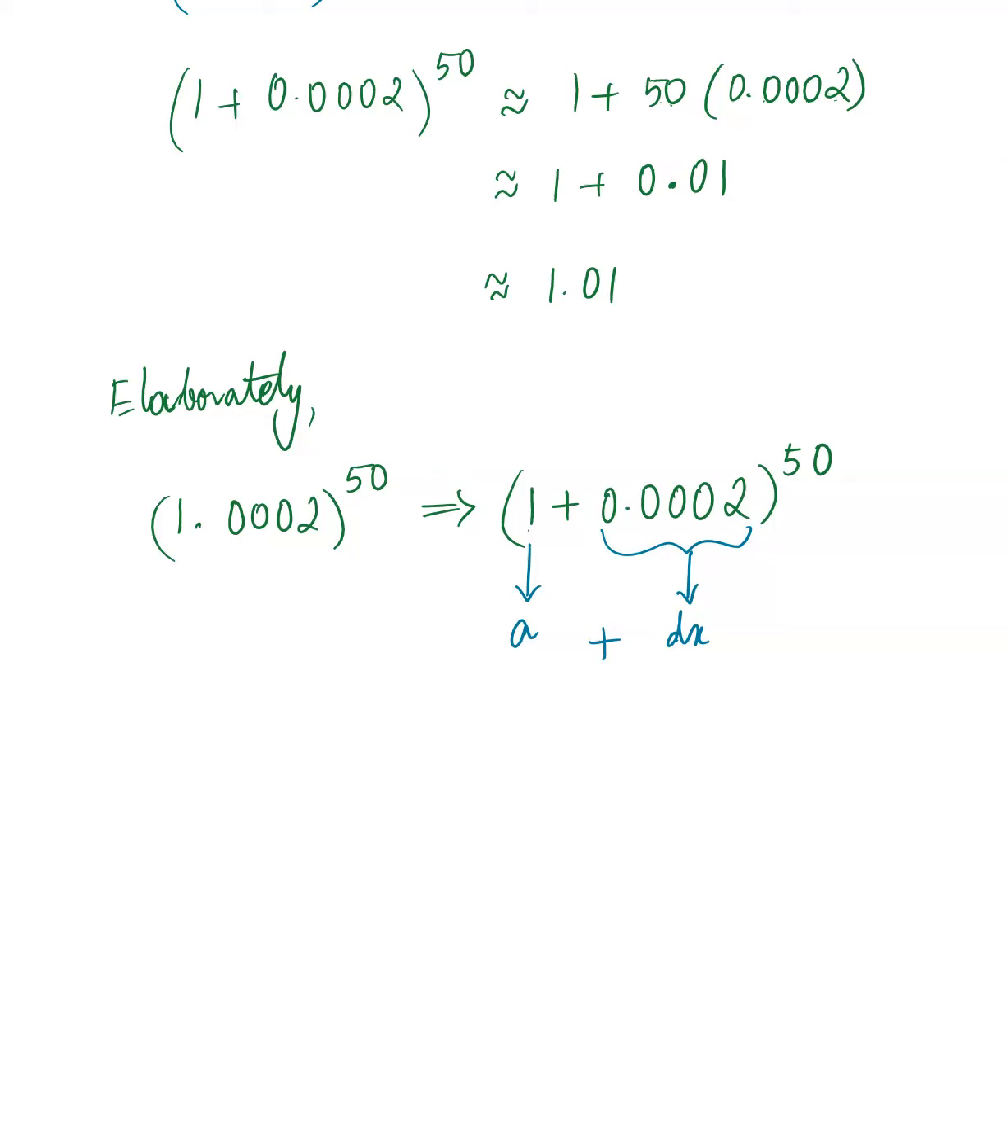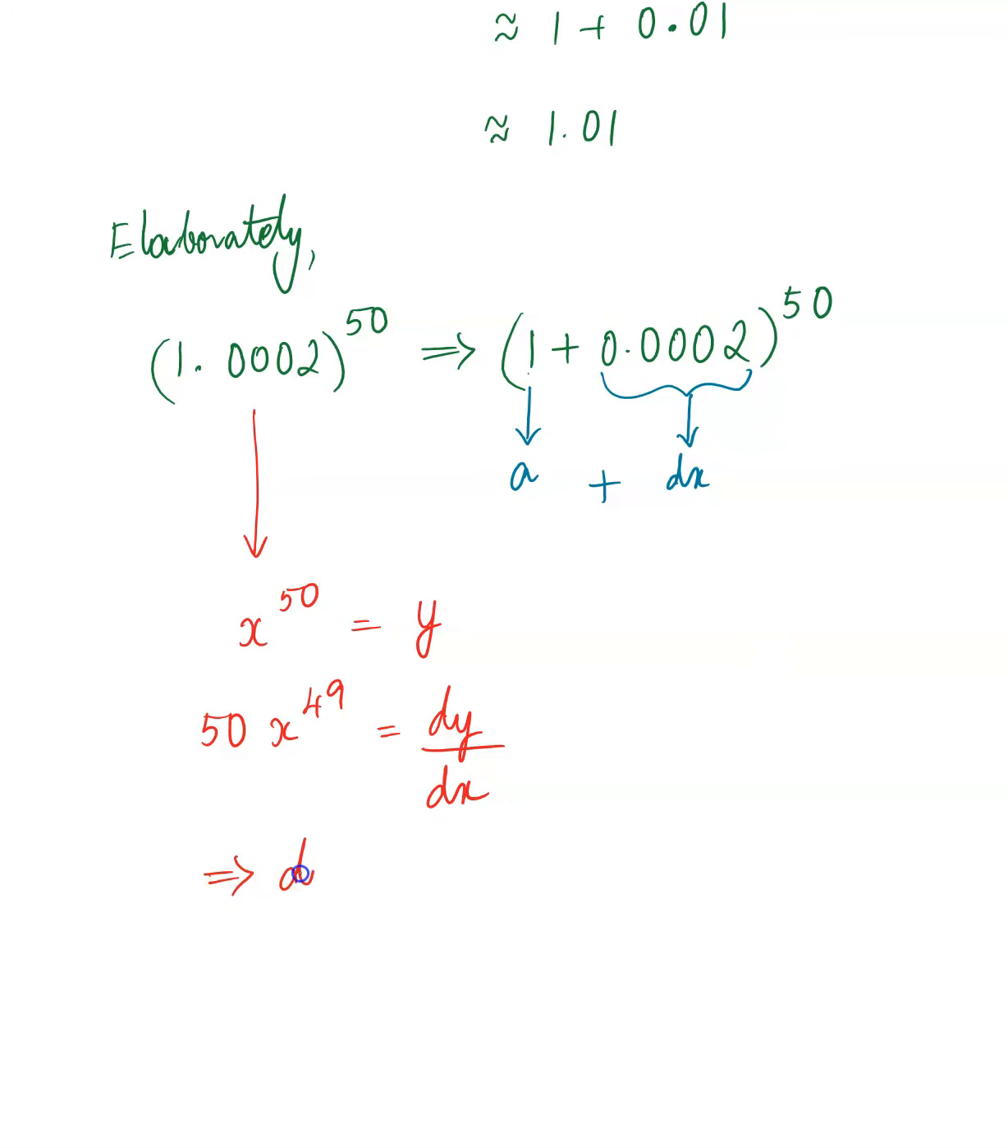And I want to rewrite this also as a function. So let me write that. So this can be written as y equals x power 50. And I want to call it a y so that when I take the derivative, I can actually use that information. So 50 x power 49, right? One less than that. It'll be dy over dx. And then if I were to write this as a differential, then dy will be 50 x power 49 dx.